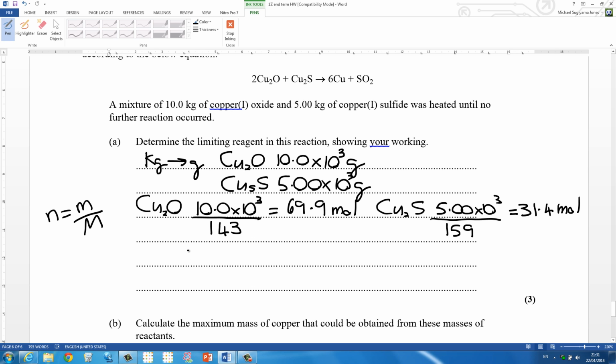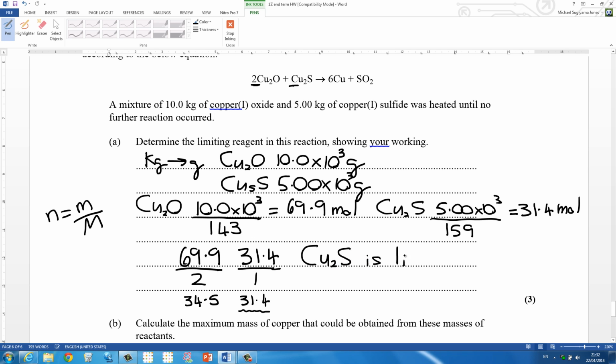So what you do next, you take those two numbers there, 69.9 and 31.4, and you divide by the coefficient in front. So for copper oxide, it's 2. Copper sulfide, it's 1. And if you do the math, you get 34.5 and 31.4. The lowest number is the limiting reactant. So the lowest number there is 31.4. So Cu2S is the limiting reactant. Okay, so once again, you divide by the coefficient, and the lowest number you get is the limiting reactant. So in that case, it was Cu2S.